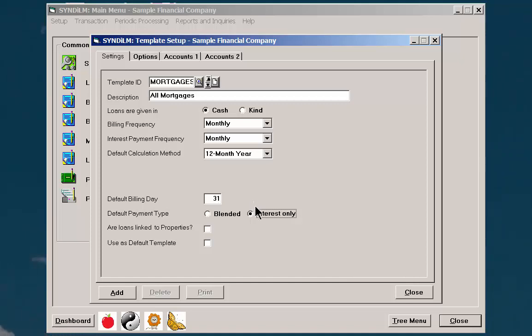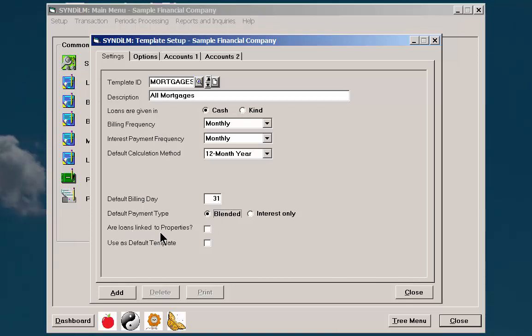The default payment type could be interest only, or it could be blended. In certain loans, you don't want the borrower to pay the principal until the end of the term, and in the meantime they have to keep paying the interest only on monthly basis. However, as far as these mortgages are concerned, it is basically blended, so that the borrower will be paying a portion of the principal as well as the interest, and their monthly payment will always be constant.